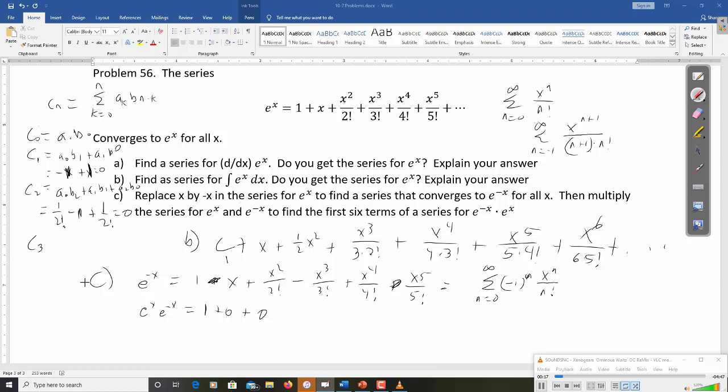I think you may see where this is going, but you can see what we'd expect. You'd expect when you multiply e to the x times e to the negative x, that's e to the 0, which is just 1. So this is the only term we're going to get. But yeah, you keep doing it.